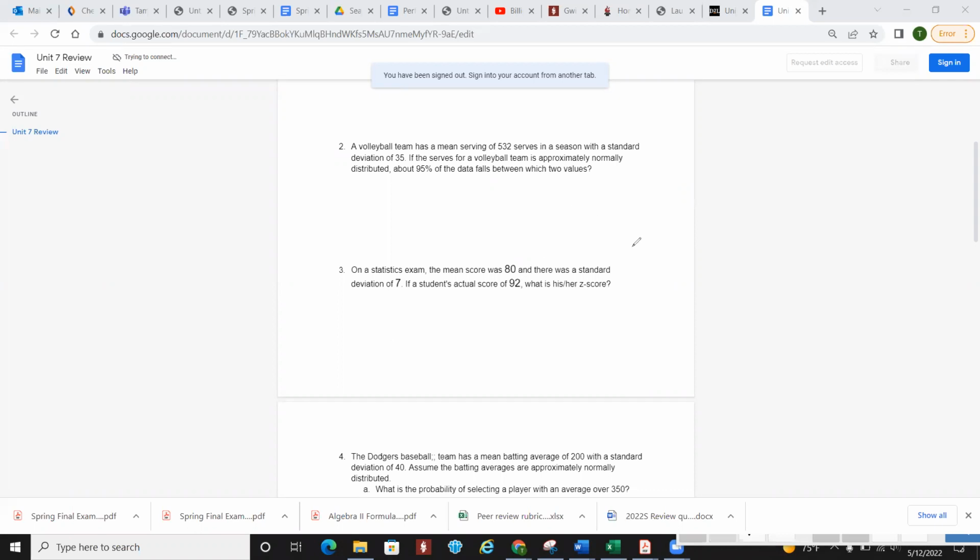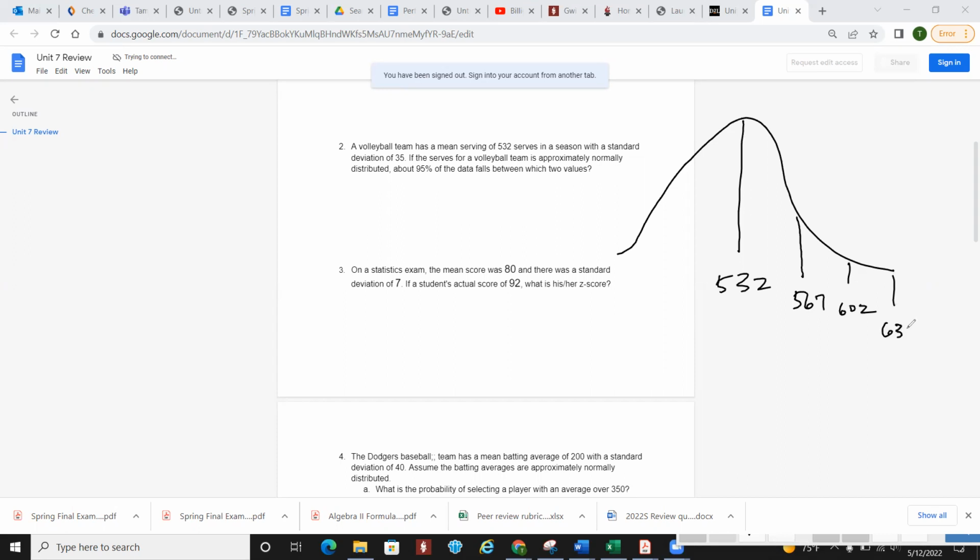First, we're going to draw our curve. Our mean is 532, so that's going to go in the middle. Then we're going to take 532 and add 35 to it. So 532 plus 35 is going to give us 567. Then we're going to add 35 again, which gives us 602. And then we're going to add 35 again, which is 637.